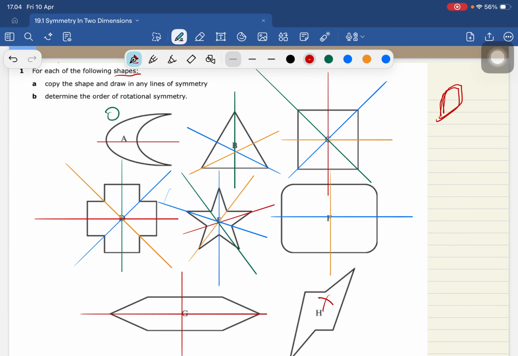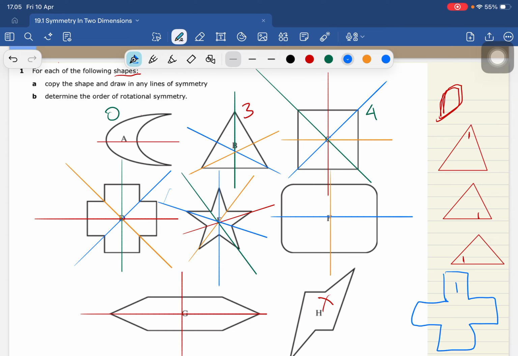Here for the triangle, first one is going to be here, and then we rotate it again. It will be here. This is the same as before, and it's going to be here. So the order of rotational symmetry for B is 3. For the square, every time we rotate it's going to be equal, so there are 4. Here also, when we rotate it's going to be equal again. Let's say number 1 is here, and we rotate again, number 1 will be here, rotate again, number 1 will be here, and here. So 4 times.